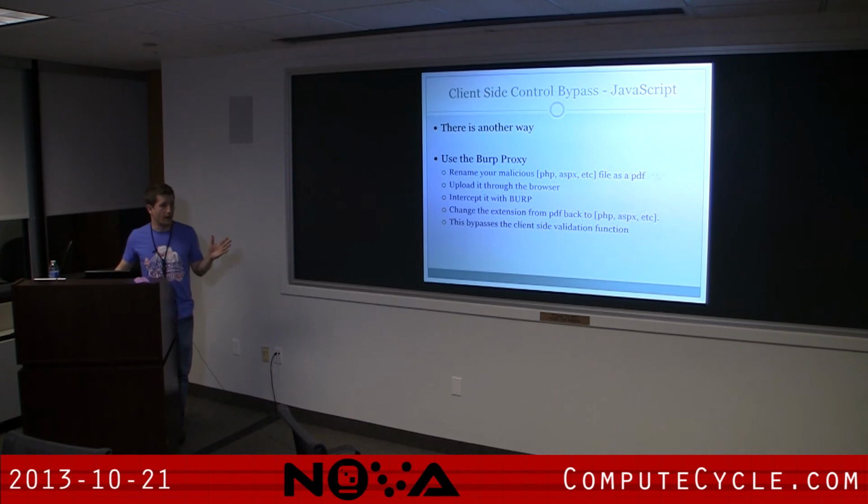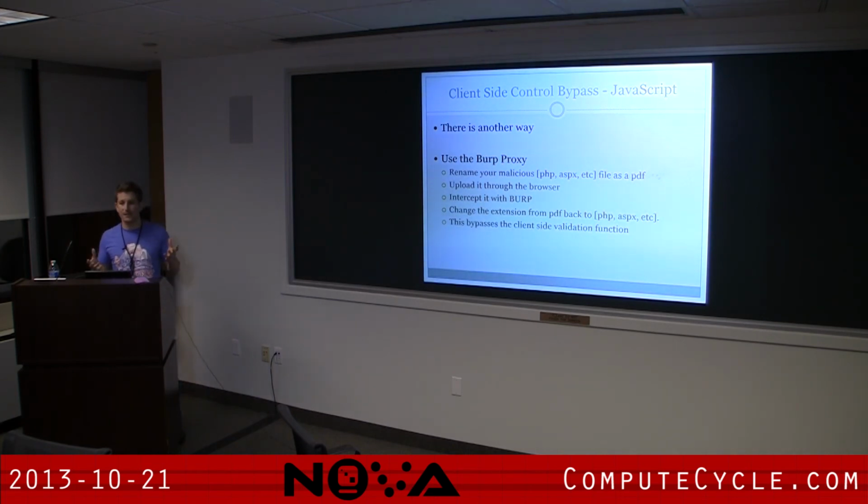And there's another way. Editing your responses as they come back to your browser is one way. Another way, the first way that I learned how to do it, was make your upload fit the format of the JavaScript. So just name your malicious PHP file PDF, then intercept it with Burp on the way out, change the file name back to PHP, and then it bypasses the validation. I tend to go with the first way now. I just wanted to show this as another example.